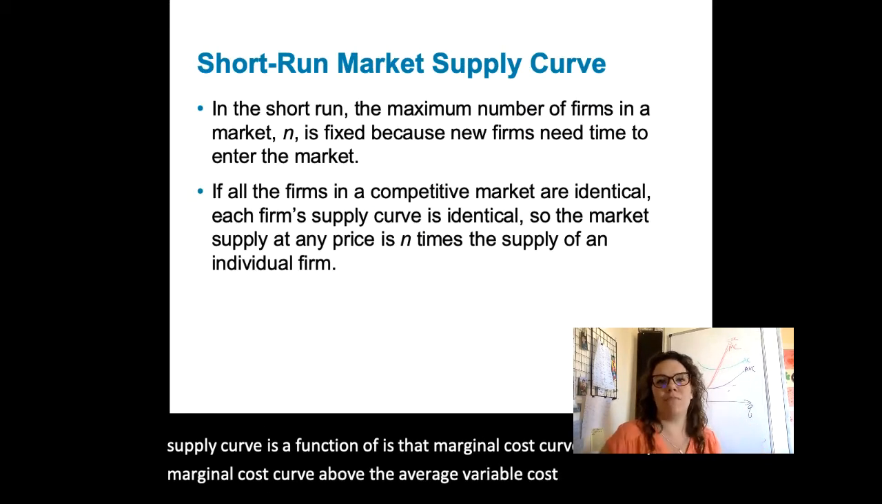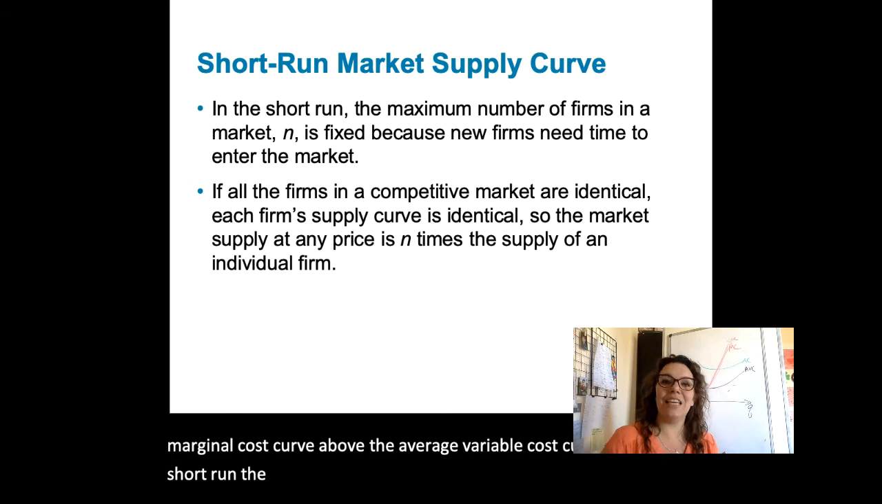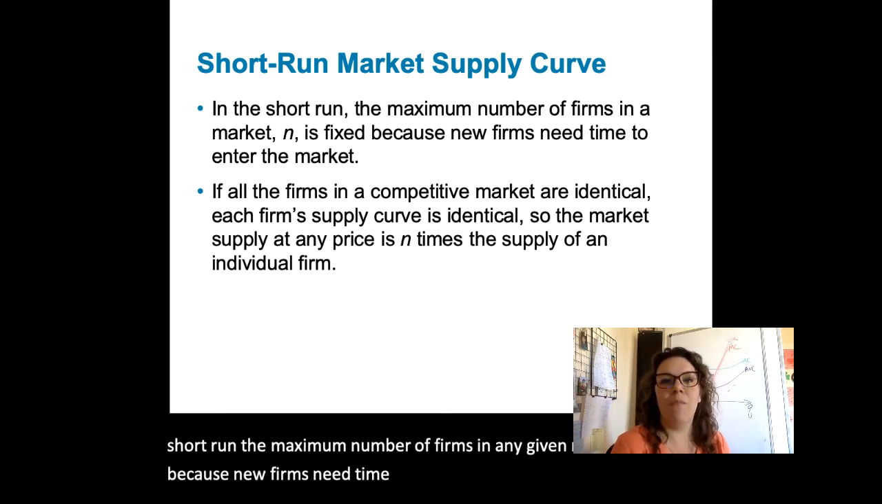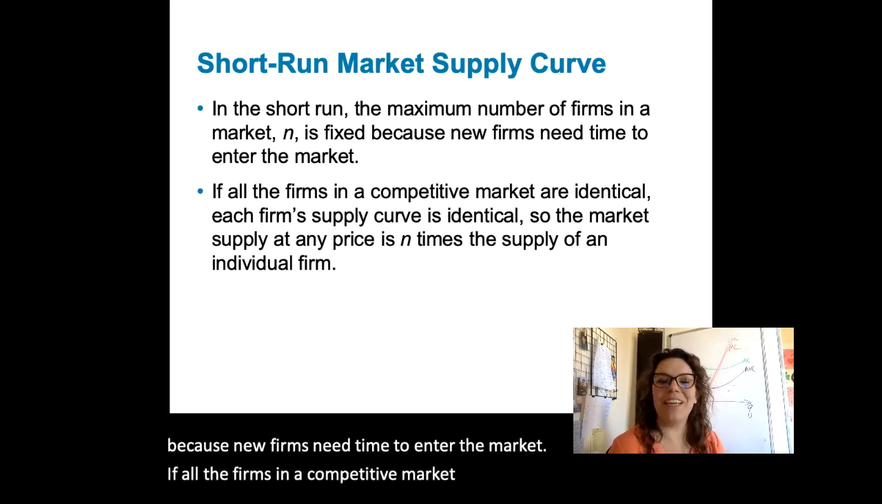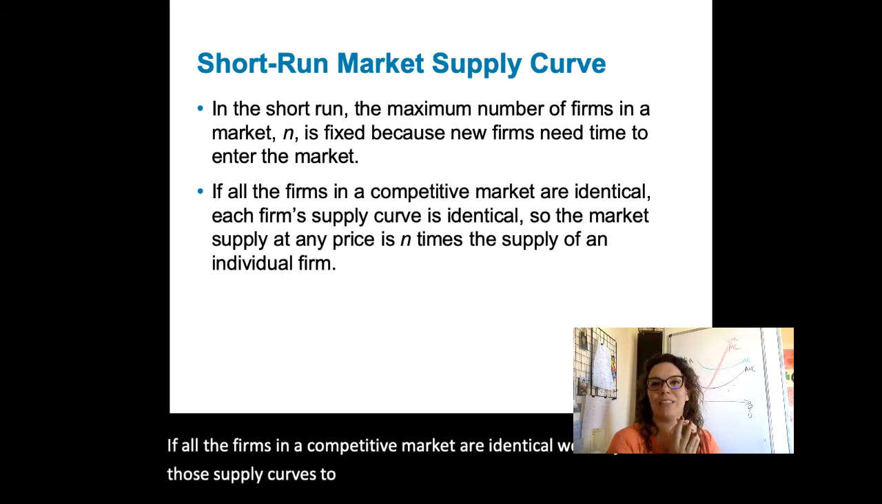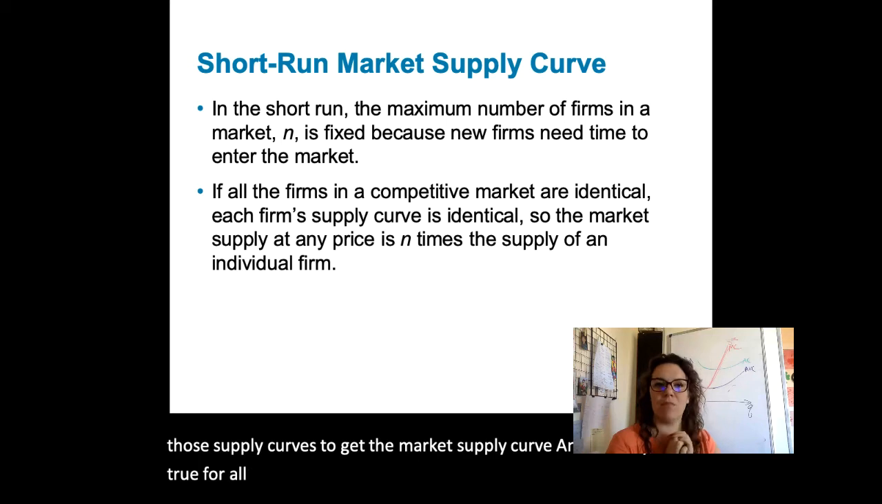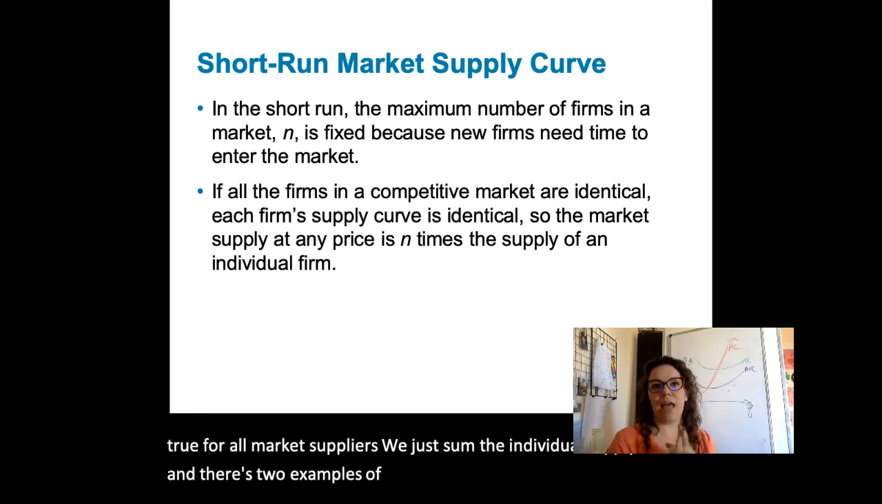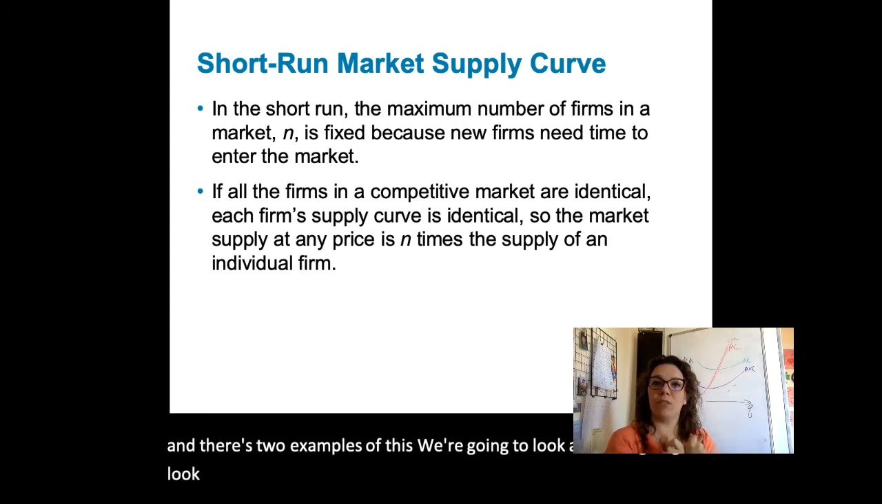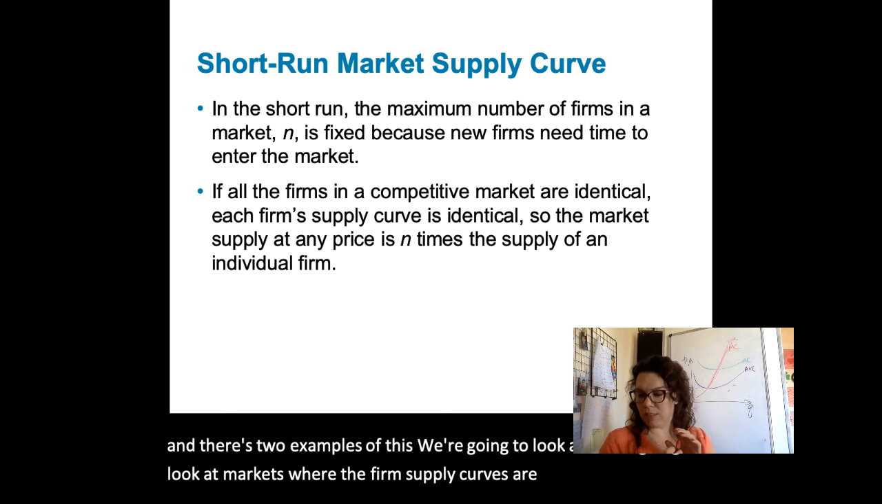So in the short run, the maximum number of firms in any given market is fixed because new firms need time to enter the market. If all the firms in a competitive market are identical, we can just sum those supply curves to get the market supply curve. And actually, this is true for all market supply curves. We just sum the individual supply curves. And there's two examples of this we're going to look at: markets where the firm supply curves are identical and markets where they're not.